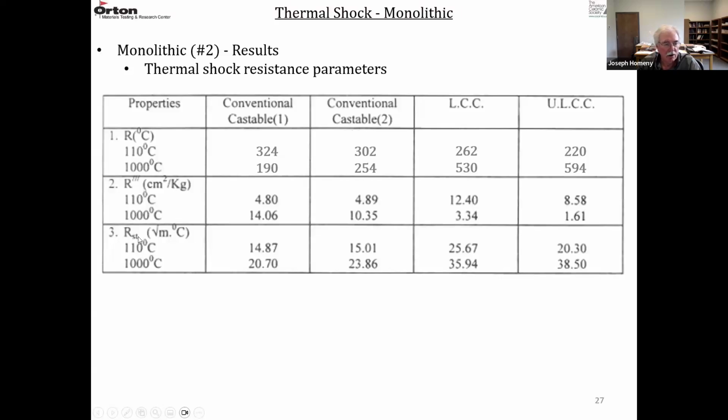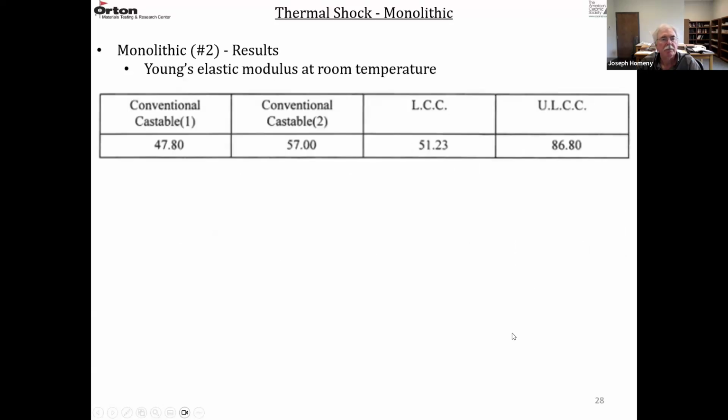And they calculated RST, square root meters degrees C. And in all the cases, as you went from 110 to 1,000 degrees C, the RST values increased and were highest for the low cement and ultra low cement castables. So based on RST, these two castables should be the best in terms of thermal shock resistance, the LCC and the ULCC.